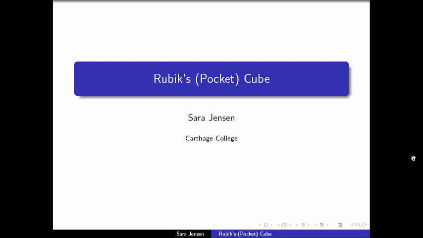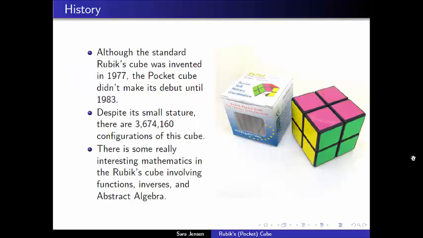In this sequence of videos, we are going to be talking about the Rubik's Cube. Although don't get too excited, we're going to focus on the smallest version of the Rubik's Cube that's at least a little bit interesting, which is called the pocket cube. So the pocket cube might also be called a 2x2 Rubik's Cube.